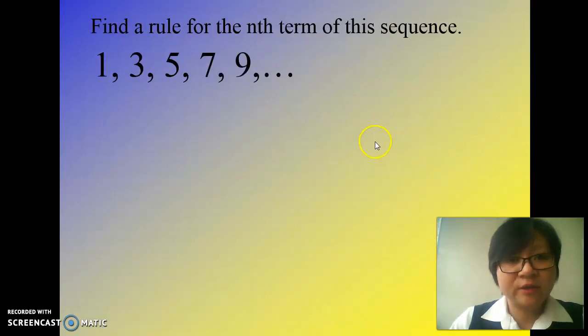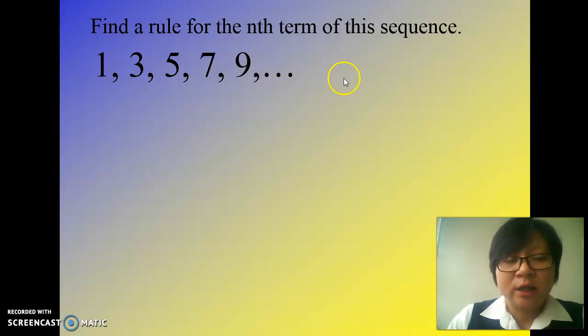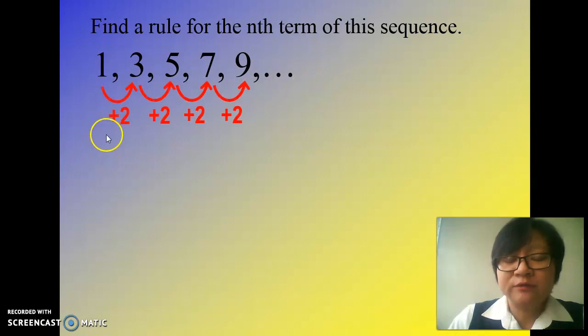Next, how to find the nth term. You're not going to find the 25th term, you're not going to find the 20th term. Now you're going to find the nth term. See, the sequence here, we can call this sequence the sequence of odd numbers, because 1, 3, 5, 7, 9 are odd numbers. And then check the common difference. The common difference is 2.